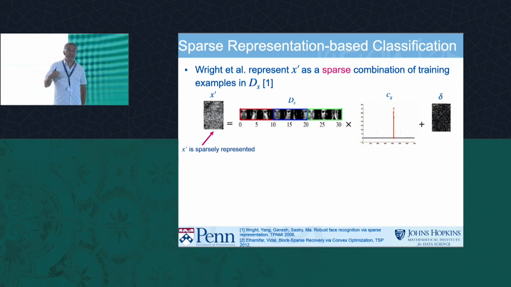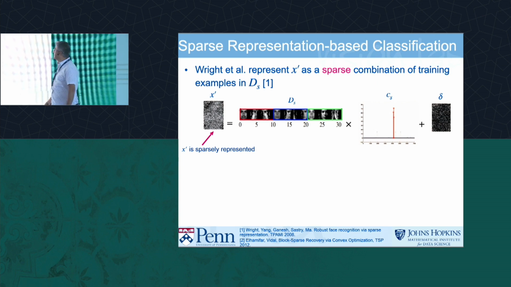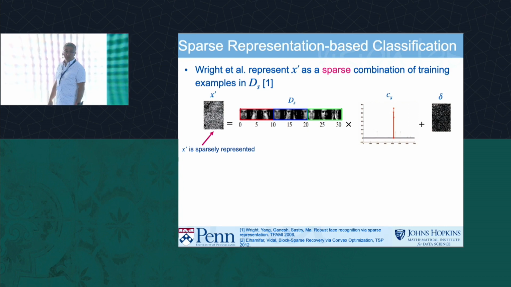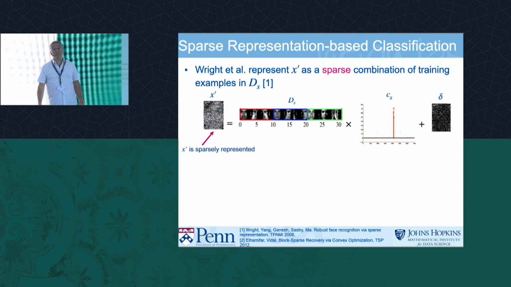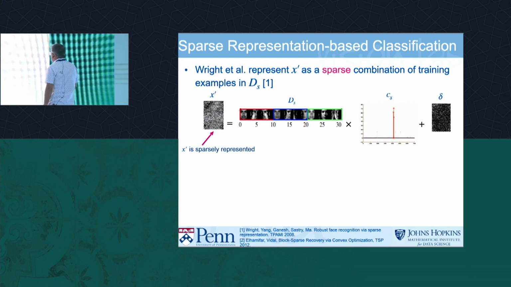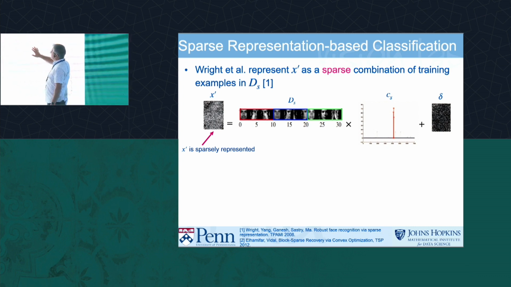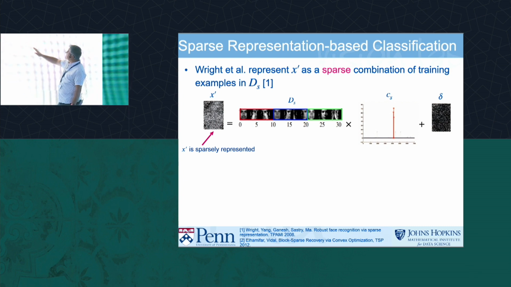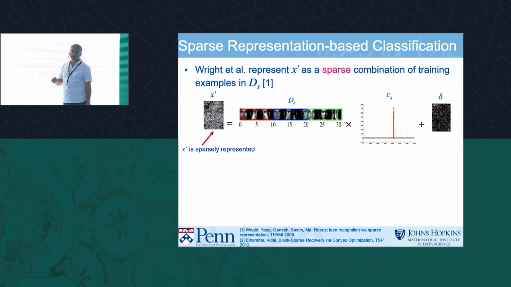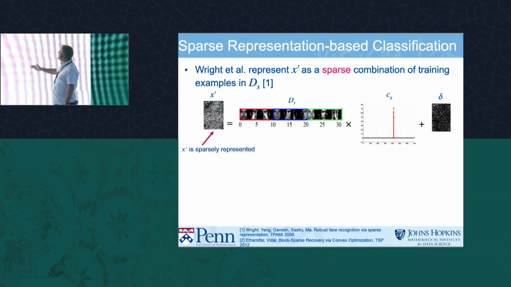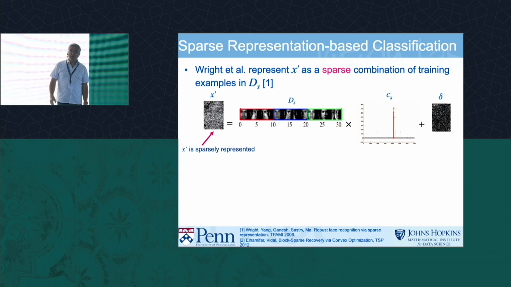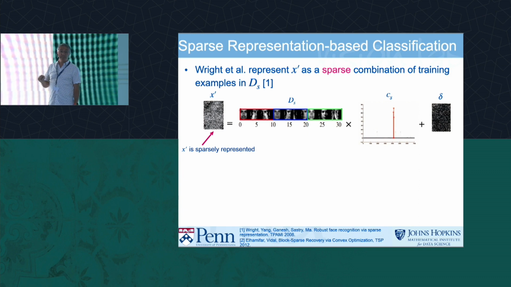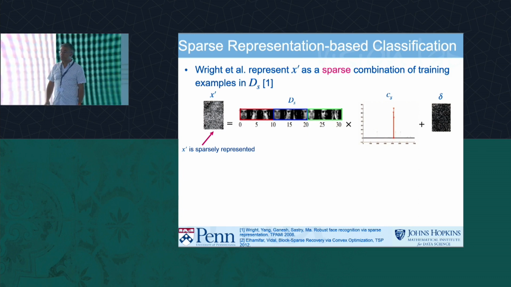And the dictionary here is the clean training examples. And this dictionary has a collection of different blocks, the red, the blue, and the green block, and they correspond to faces of different individuals. And then, if you try to do a decomposition, the X prime, I write it as a sparse linear combination of this dictionary, you typically get coefficients that are sparse, and you get non-zero coefficients. These red coefficients come from the red block because the red block corresponds to the correct identity of the person.